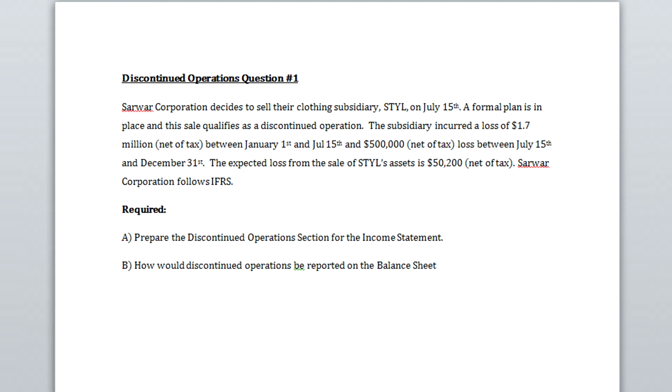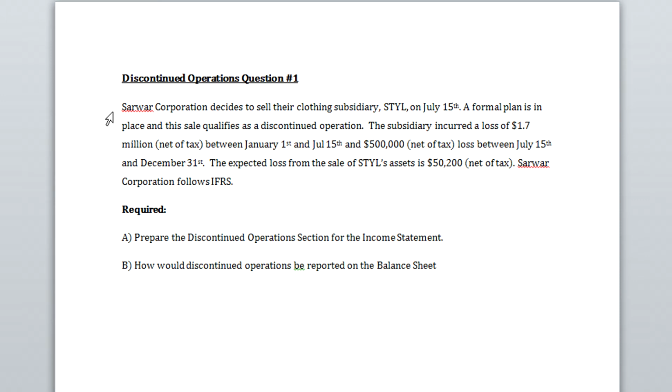So I got two questions for you, and we'll just start with the first one right here. So, the Software Corporation decides to sell their clothing subsidiary, Style, on July 15th. A formal plan is in place, and the sale qualifies as discontinued operation. The subsidiary incurred a loss of $1.7 million net of tax between January 1st and July 15th, and a $500,000 net of tax loss between July 15th and December 31st. Okay, so let's just slow down for a moment.